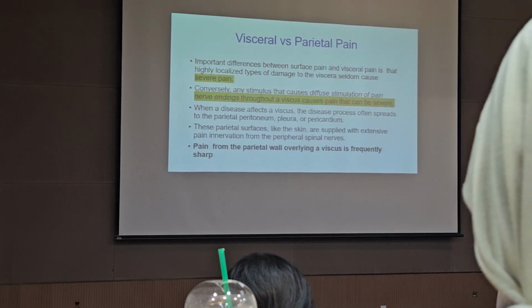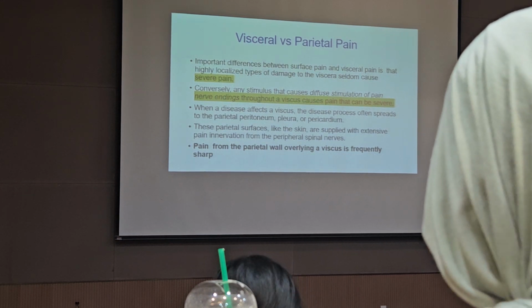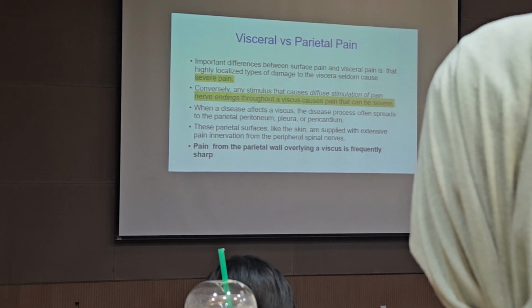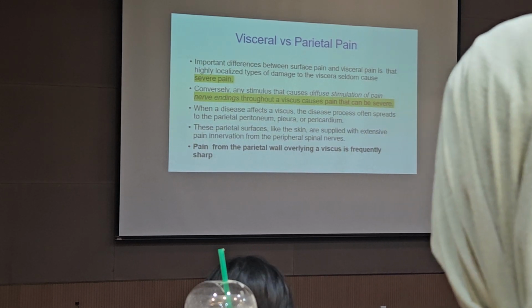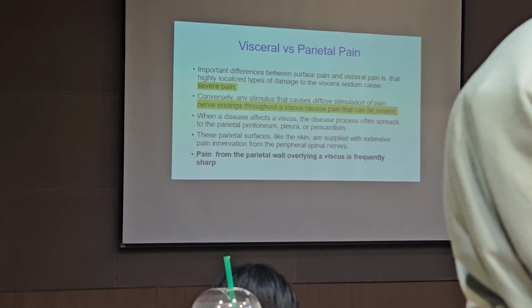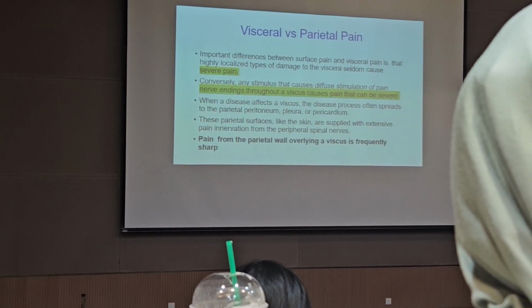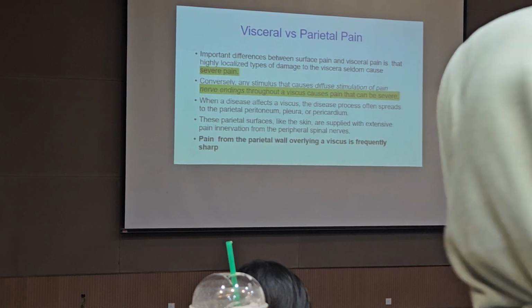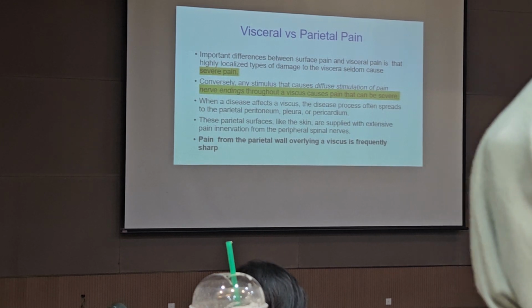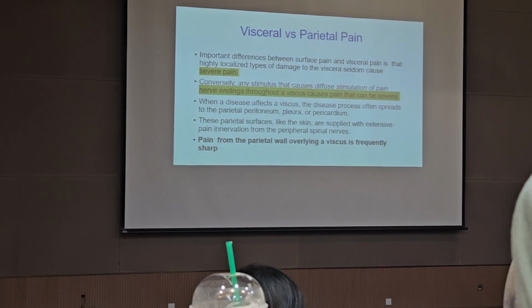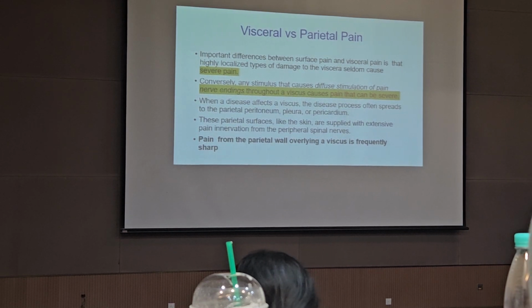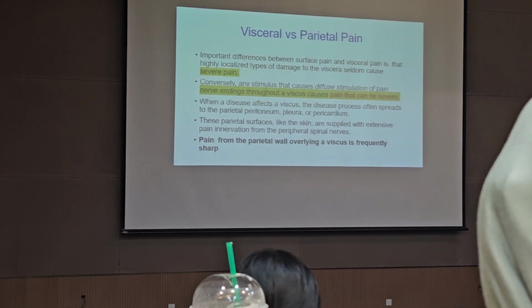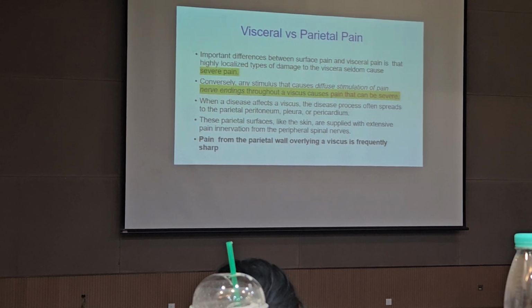causes severe pain. For example, in the viscera, if we have pain, the pain sensation will be very rare. That's why if the surgeon holds the gut, your intestine or maybe even the brain, you cannot feel pain, because they don't have pain receptors. You will feel pain only when the parietal layer is affected, because in the parietal layer we have a lot of nerve endings. Conversely, the stimulus causes diffuse stimulation of pain, because nerve endings are located throughout the viscera. That pain can be severe.